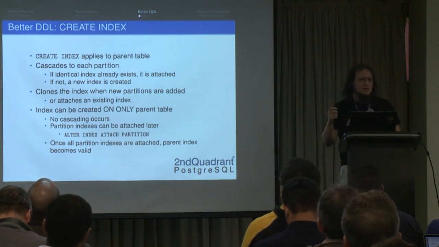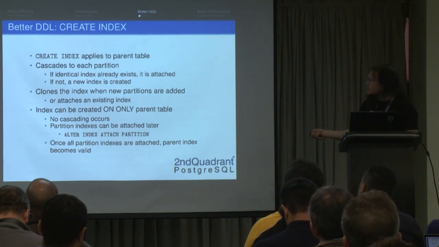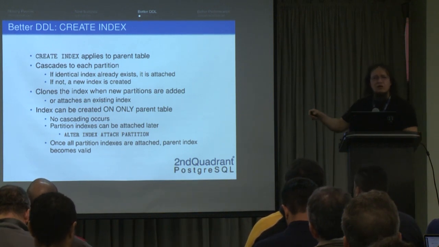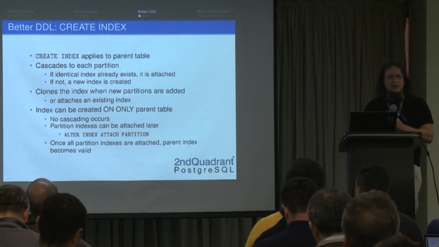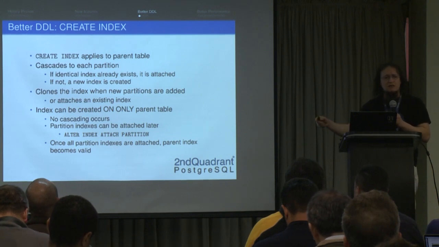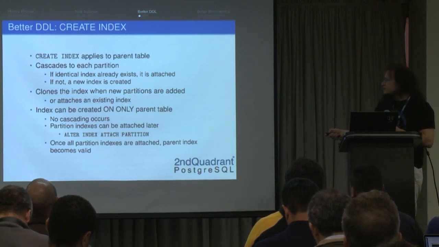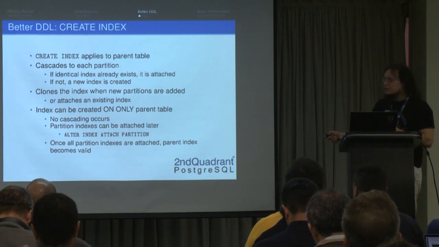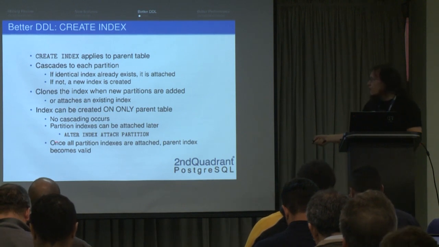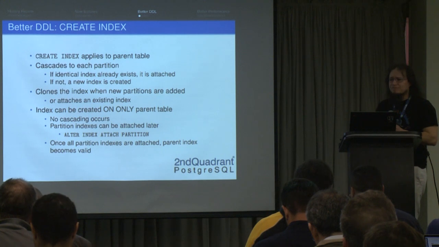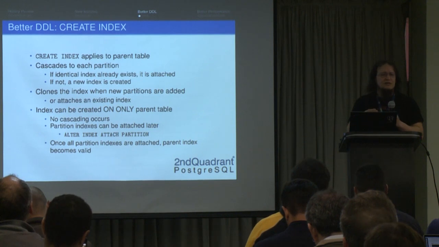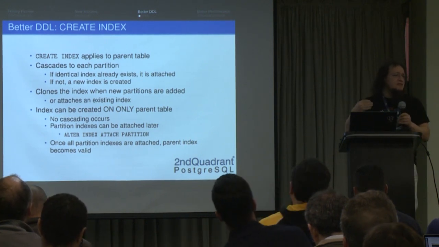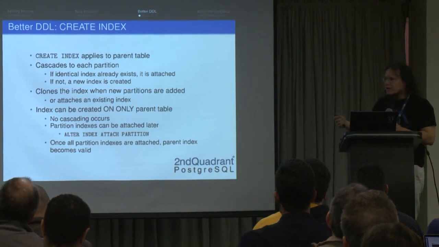Another thing that can be done is create the index only on the parent table by saying create index on only the parent. This is a bit weird, right? You create the index, but you don't want to create it on the partitions. And so when you do that, no cascading occurs. And you can create the indexes later on each partition and do alter index attach partition. This is convenient because you can create the index concurrently. But you could also have created the index concurrently beforehand. So why did we do this?